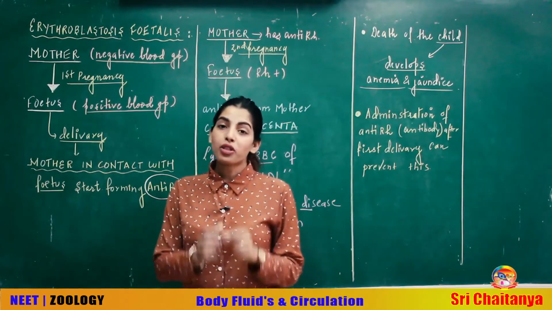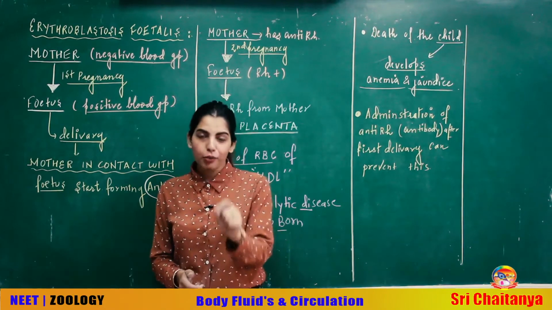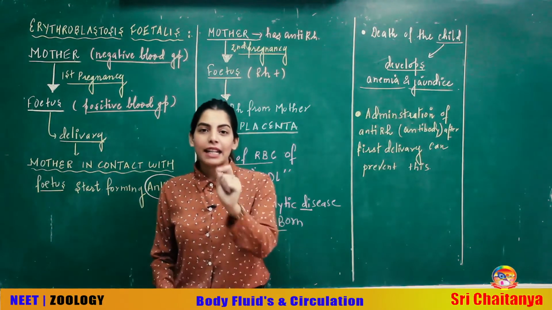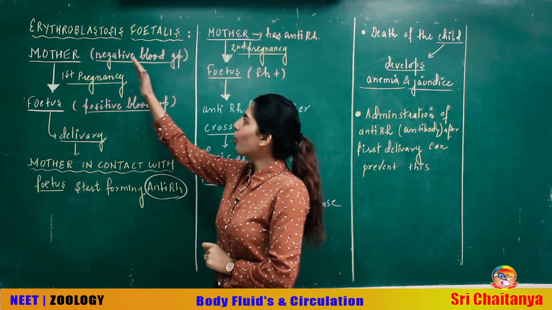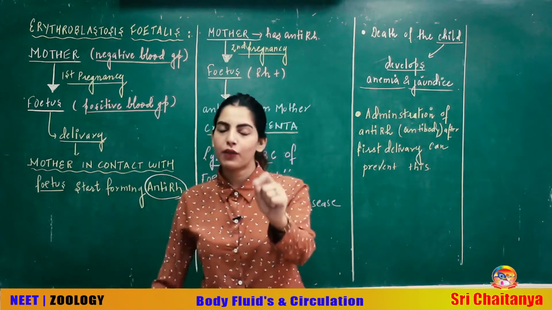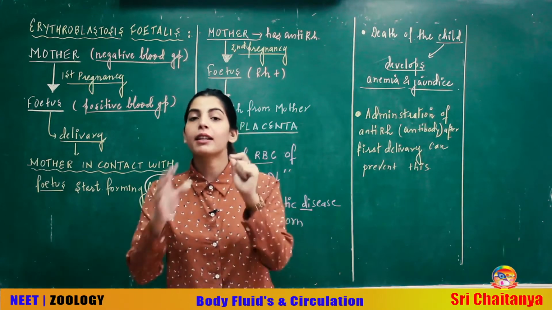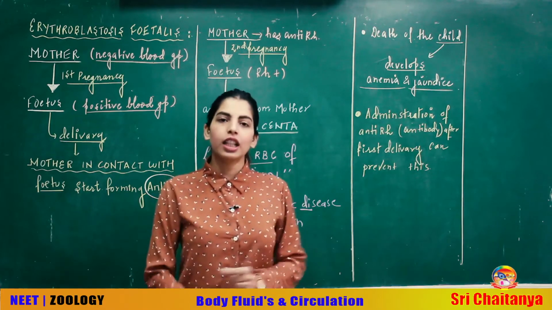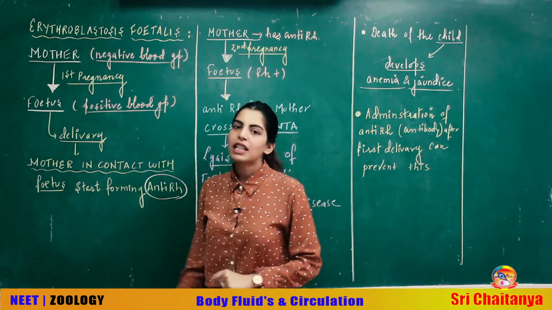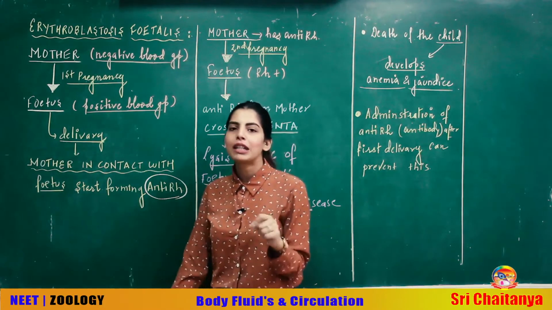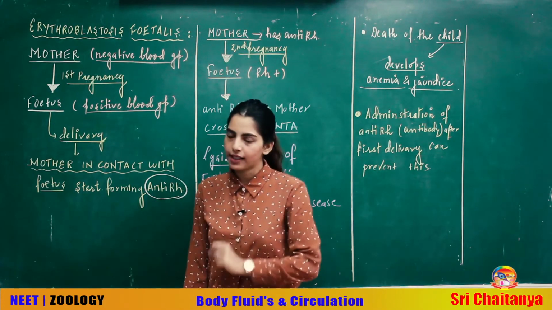Now, talking about a condition that is related to the blood grouping that we discussed just now, it is called erythroblastosis fetalis. Now, students, remember the conditions. Only in those conditions is erythroblastosis fetalis going to take place. So, I have made a flow chart which is going to make it easier for all of you to understand.